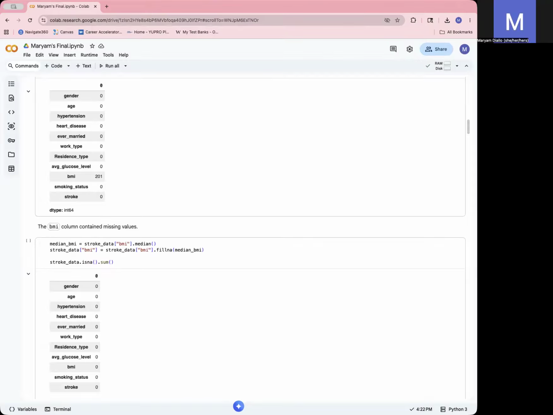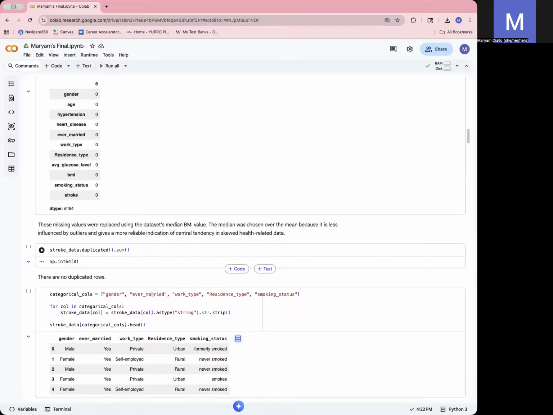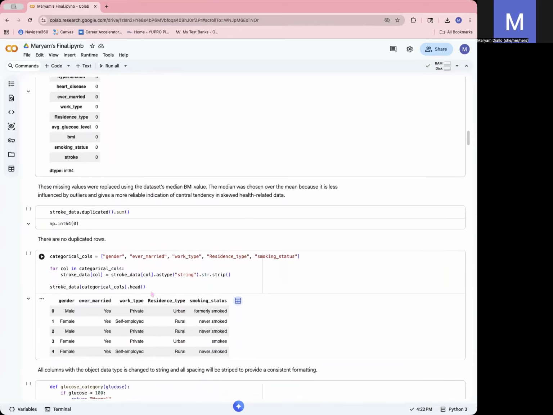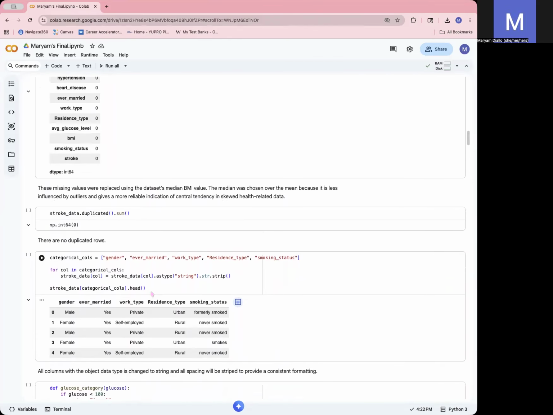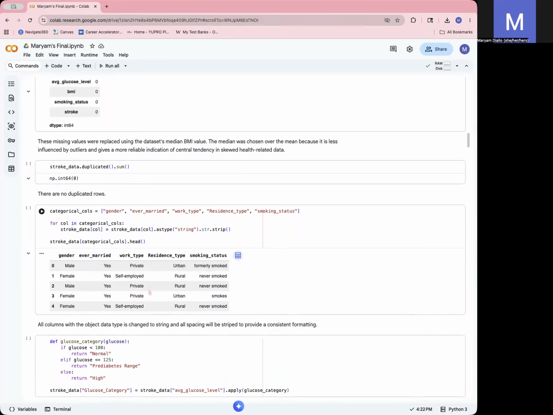Next up, I checked for duplicates. There were none, which is good. And then for categorical columns such as gender, marital status, and work type, I converted all of those object types into string type, and then I stripped away any white spaces just to make sure everything is consistent.